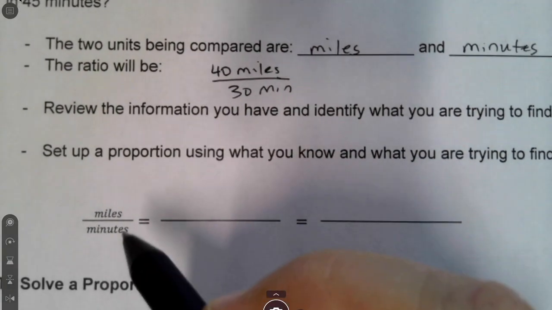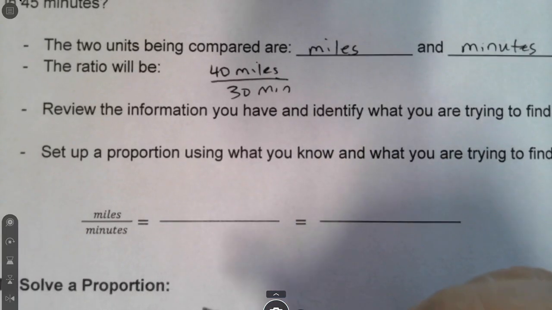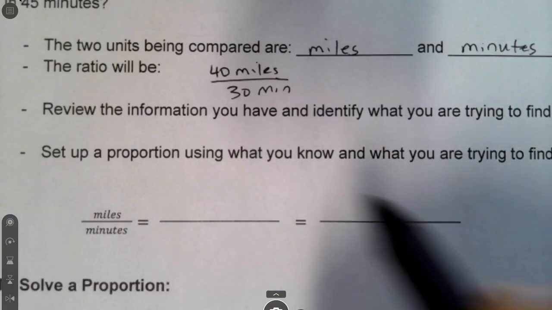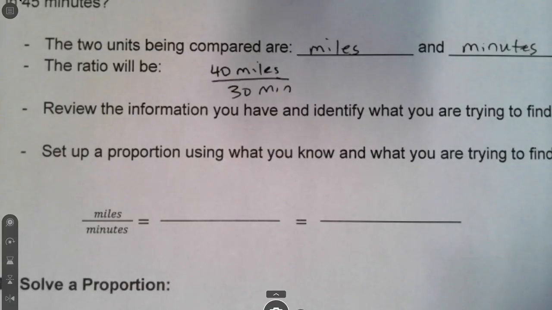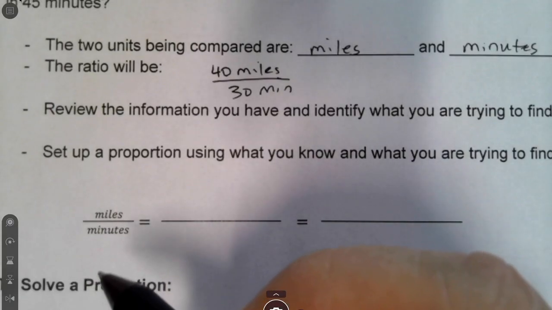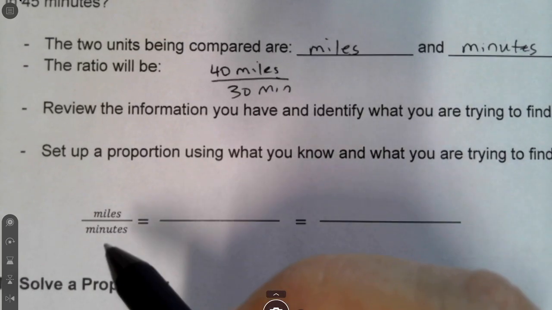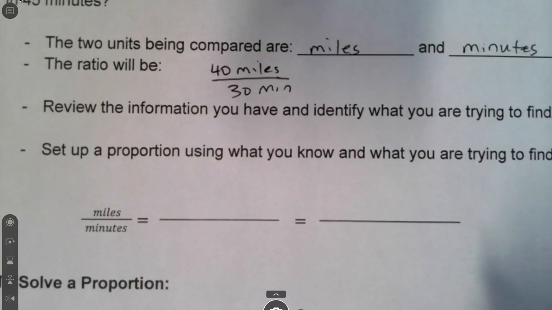And the real reason we even bother writing this miles over minutes is I just want to emphasize that it doesn't really matter when you're setting up a proportion what you put on top or the bottom of the fraction as far as solving it getting it correct. But once you decide to put miles on top, it's got to go on top for every fraction. If you decide minutes go on the bottom, it's got to go on the bottom for every fraction.